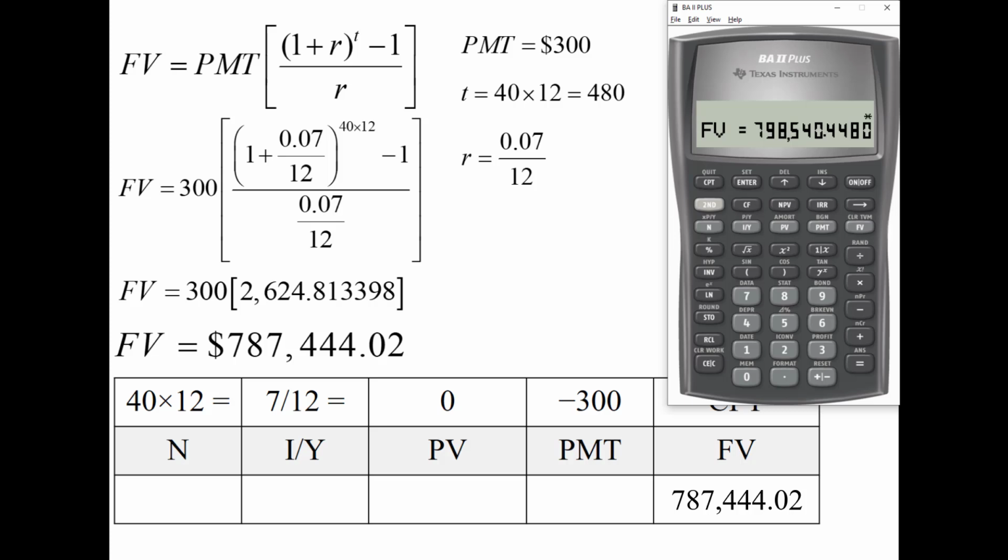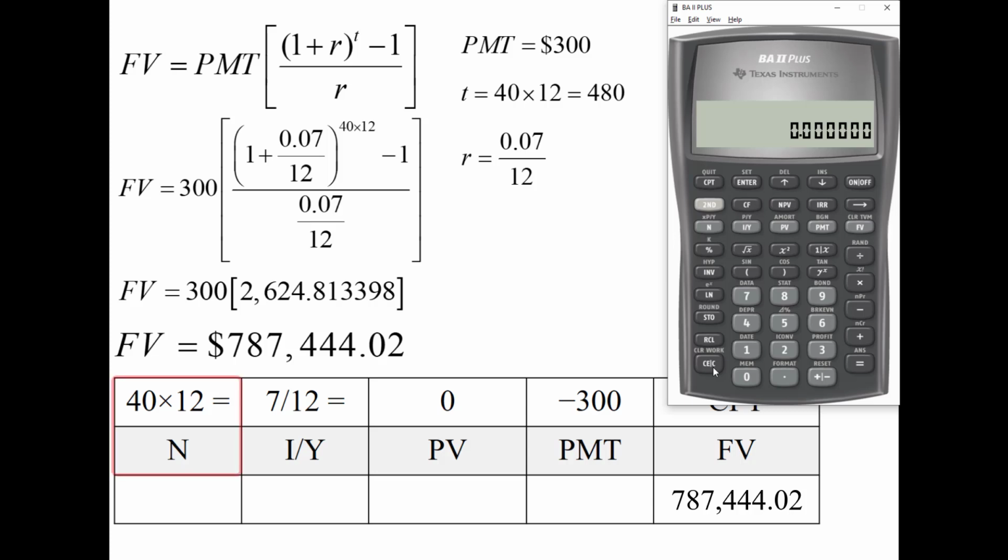Anytime we work with a time value of money worksheet on our financial calculator, the first thing that we do is we want to clear those values. So I'm going to hit second and FV. And then I'll clear the value that's stored in the calculator here. And now we're ready for our inputs.